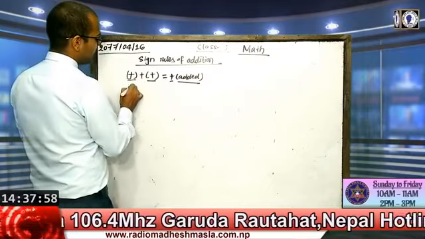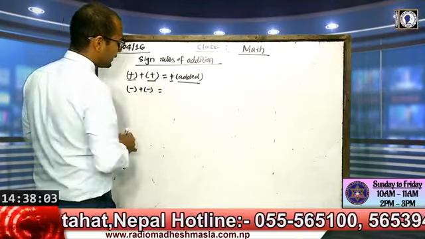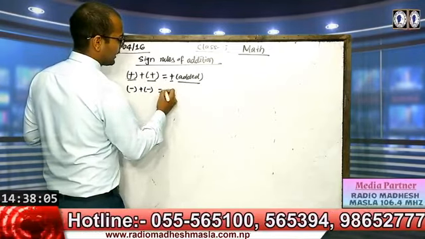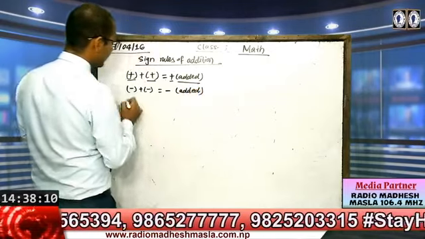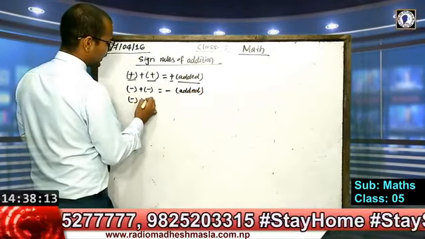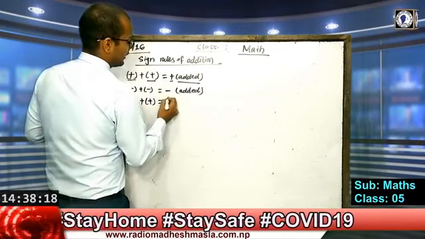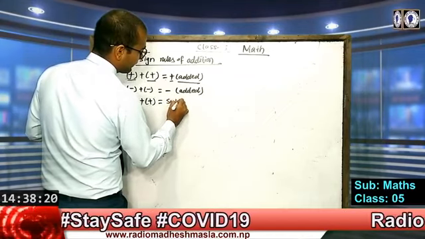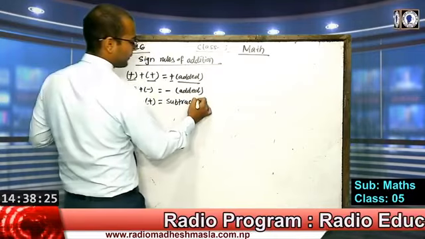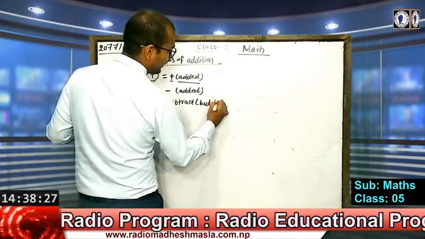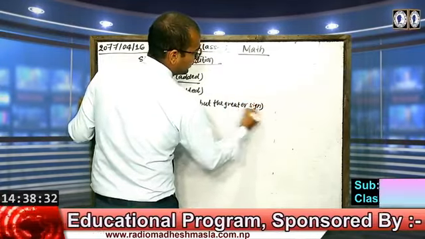In the same way, in the condition of minus and minus, our sign would be minus, but the numbers should be added. In the same way, for minus and plus, in this condition we subtract. We should subtract the numbers, but the greater number's sign should be mentioned there.